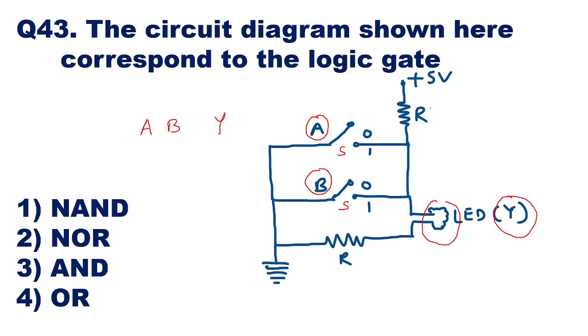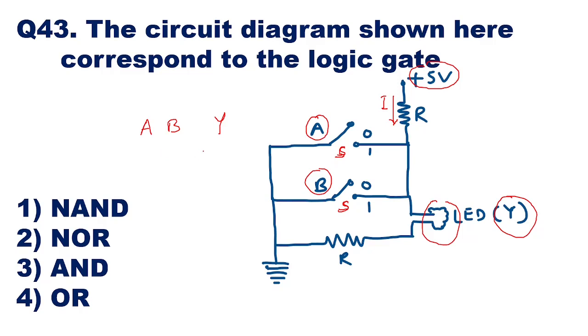Now here a plus 5 volt supply is given, and this 5 volt supply will make a current flow like this. This flow of current depends upon the position of the switches, switch here for A and switch here for B. When the switch is open, we'll take it as logic 0. When the switch is closed, we'll take it as logic 1.